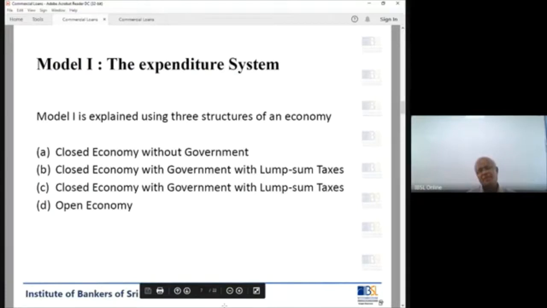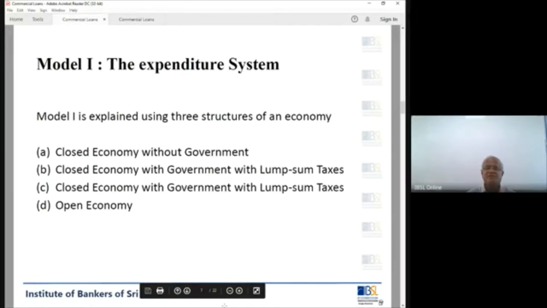Model 1 is explained using three structures of an economy. Model 1 is the national income model, the expenditure system: closed economy without government, closed economy with government with lump sum taxes, and closed economy with government with proportional taxes. There's a small mistake here. Part C should be closed economy with government with proportional taxes. Please change that.